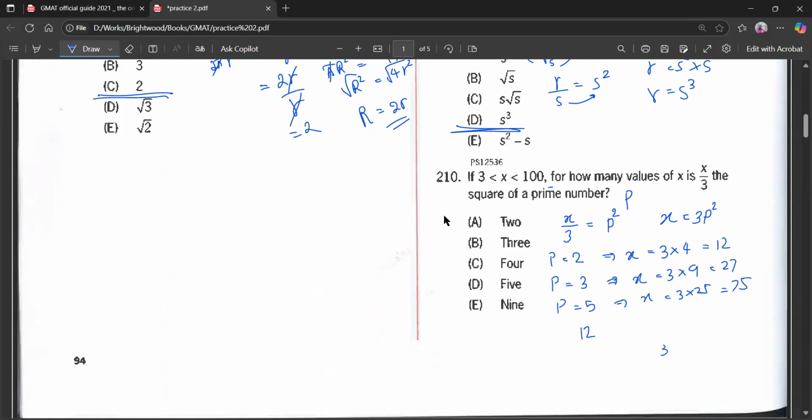Yes, consider 3 times 1. Yes, x over 3. Yes, 12 can be there. And 27 also can be there. Yes. But 75? No, cannot. 75 cannot. So you have to consider only these two. x is only 12 and 27. Fall within what?